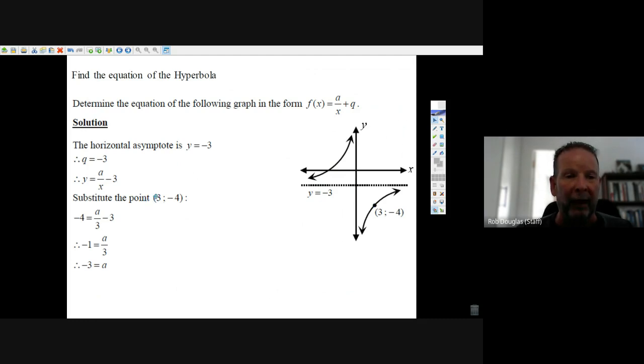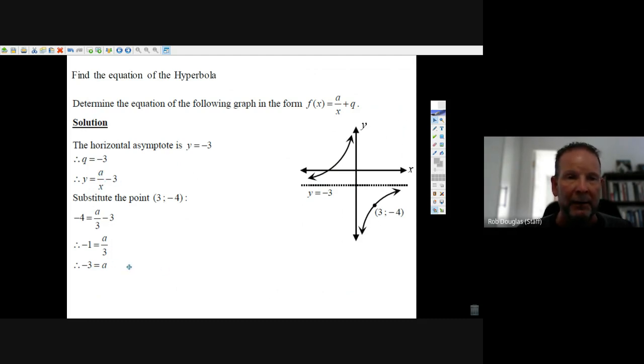So it's the same story. We take x and we substitute in 3. We take y and we substitute in minus 4, like we do with all functions. Now we just have to solve this. We add 3, we get minus 1. Then we multiply by 3 and we get a equals minus 3. Okay, well now that's it. We've got the equation right there. The equation is y equals minus 3 over x minus 3.